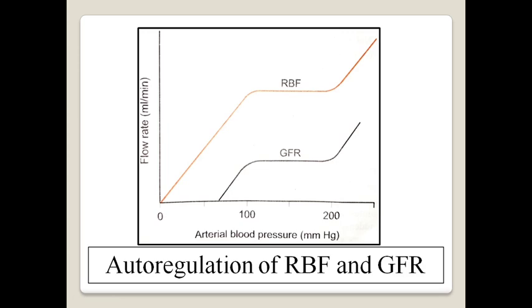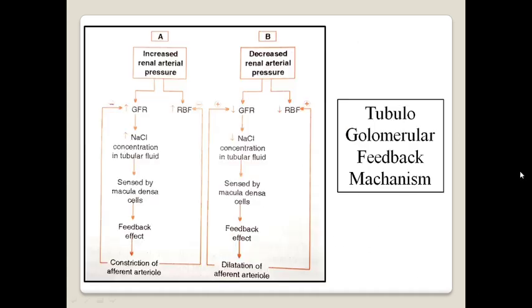Now come to the second mechanism that maintains the renal blood flow. That is the tubuloglomerular feedback mechanism. Tubuloglomerular feedback mechanism means that is a kind of feedback coming from the tubules to the glomeruli. So that's what is called the tubuloglomerular feedback mechanism. Means a kind of feedback that is coming from tubules, distal tubule, PCT, to the glomeruli and changes the renal blood flow. How does it change the renal blood flow?